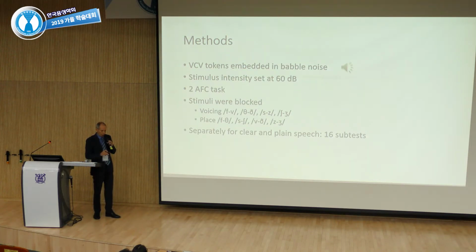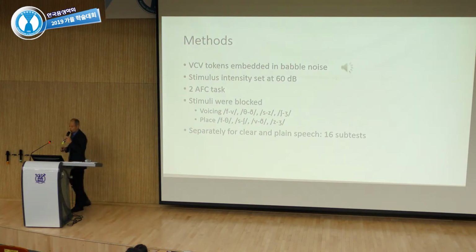And then our stimuli were blocked, so as a participant in a particular run, you maybe just had to look at a voicing pair and decide whether something was f or v, or th or the, or you had a place pair and you had to decide whether something was f or th, and so on. And this, of course, was done both for clear productions and for plain productions.